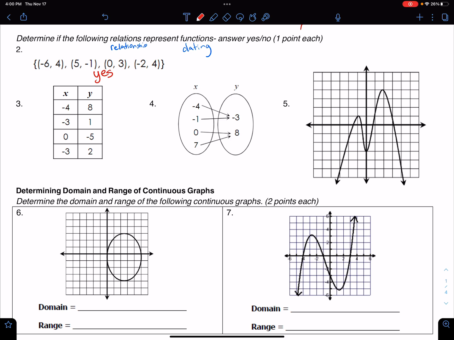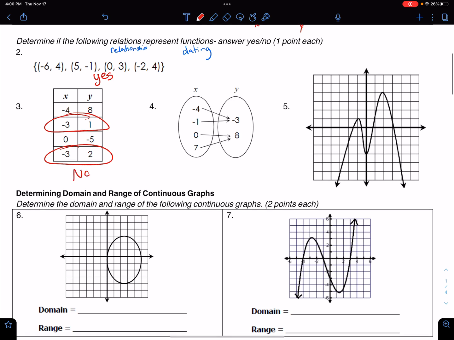Now if I look at number 3, -4 goes with 8. -3 goes with 1. 0 goes with -5. But -3 also goes with 2. So we got some trouble here. Just like you can only date one person in real life, your x can only be with one y. And our x is with 2 y's. So we say that is not a function.